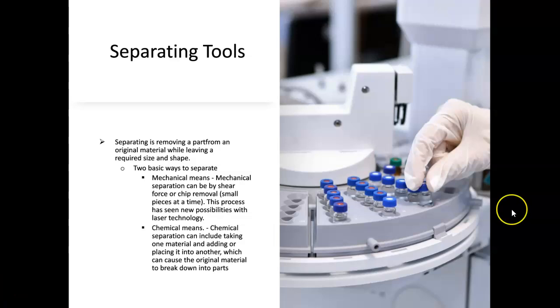The next category here is separating tools. There are two ways to separate material. One is a mechanical means. In the sim lab, we're going to basically be using metal shears. To separate, we might use the lathe or the mill to cut and remove material that way. The other method is chemical means, where we're using chemicals to cause a chemical reaction that breaks component parts into the different types of substances that are needed.